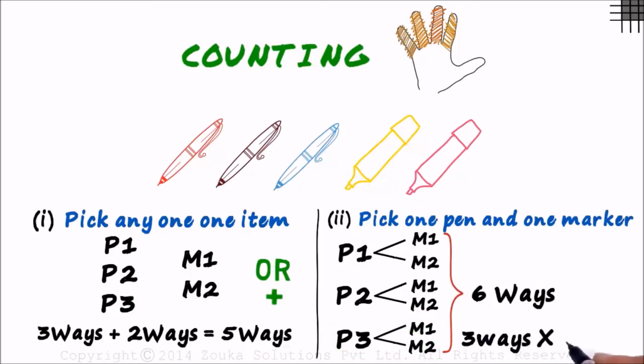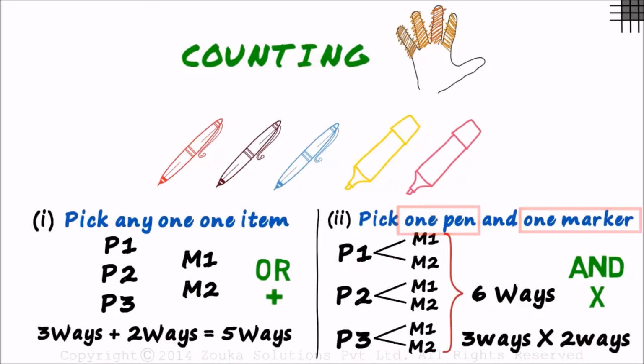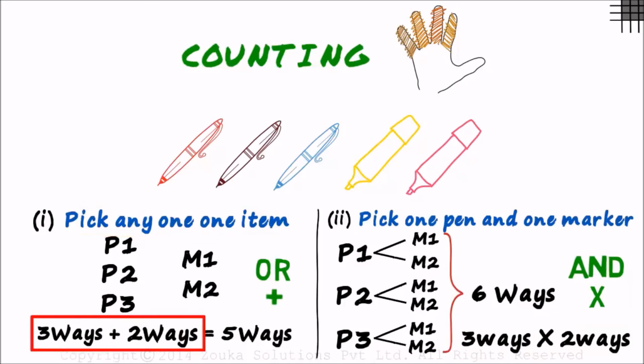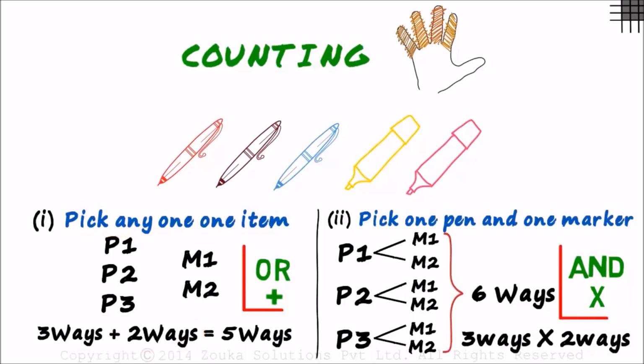And how did we get a 6? 3 ways times 2 ways. Multiplication. And is another rule of counting. It always means multiplication. 1 pen and 1 marker, 3 ways multiplied by 2 ways. 1 pen or 1 marker, 3 ways plus 2 ways. If you understand these 2 rules of counting, trust me, you will be able to solve most problems based on permutations and combinations.